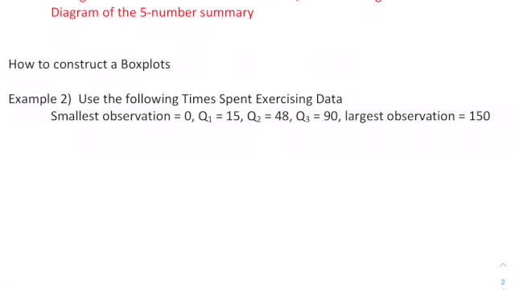Example number 2, I'm going to show you how to construct one. So in this case, there's your 5 number summary. Smallest observation, 0. The Q1 is 15, Q2 is 45, Q3 is 90. Largest observation is 150. So in this case, you should get a little bar on the bottom. Okay, so that way you know where everything should fall.